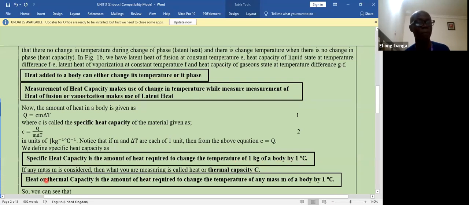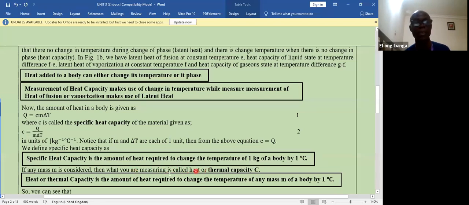Now if mass M is considered, that is, if the mass is no longer 1 kilogram, say 2 kilograms, 3 kilograms, then we have to multiply my specific heat by the mass involved, isn't it? Then what we will be defining is no longer specific, okay?